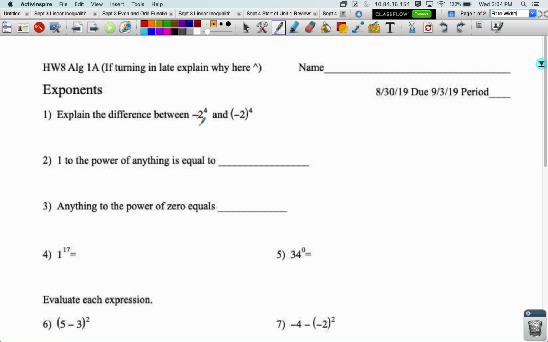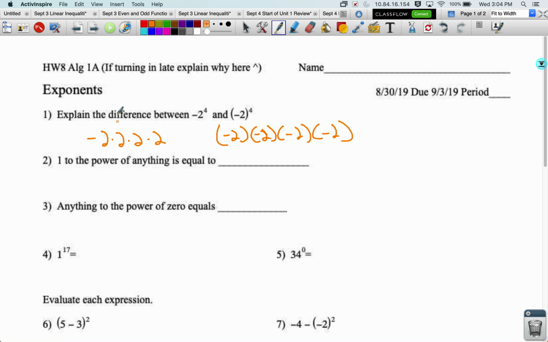So what's happening here is in the first example, there's only one negative. It's a negative in front that's going to be applied after the exponent. When we put the negative in a set of parentheses, now that negative comes with every single 2, and so we have 4 negatives. So in the first example, we've got negative 2 times 2 times 2 times 2. And in the second example, we've got negative 2 times negative 2 times negative 2 times negative 2.